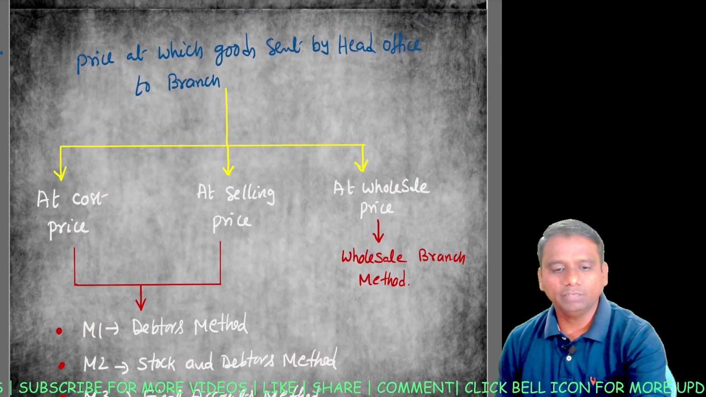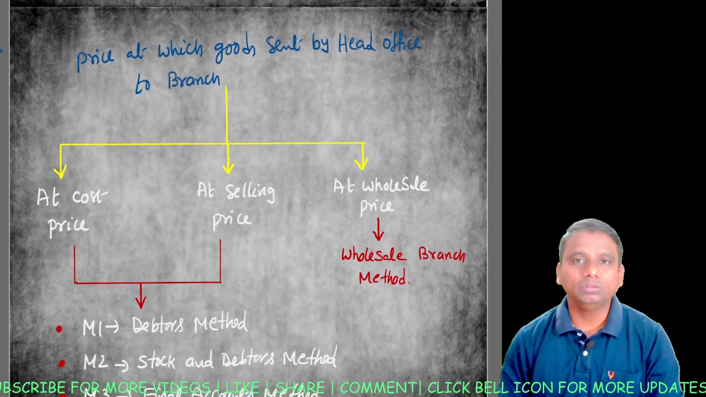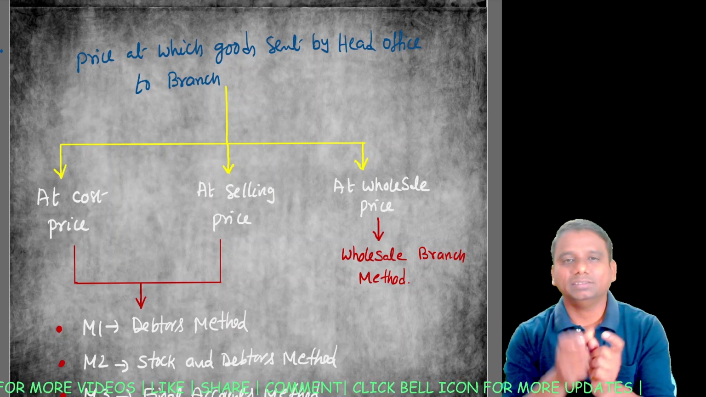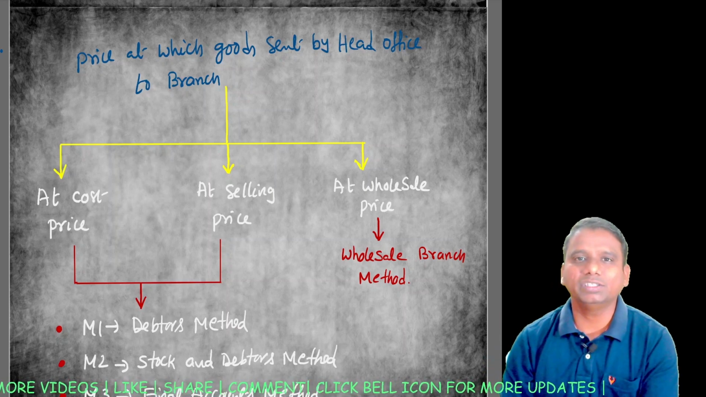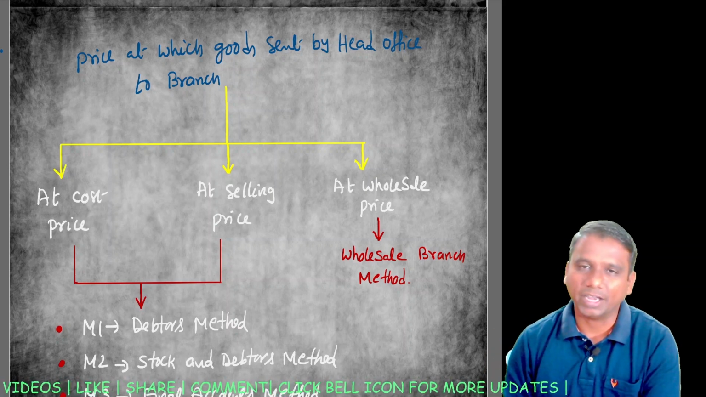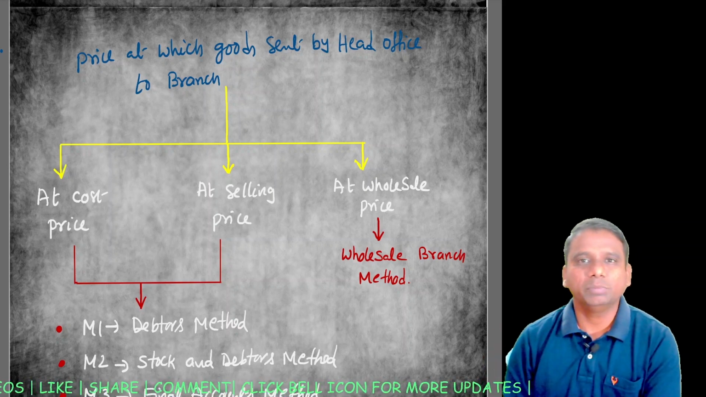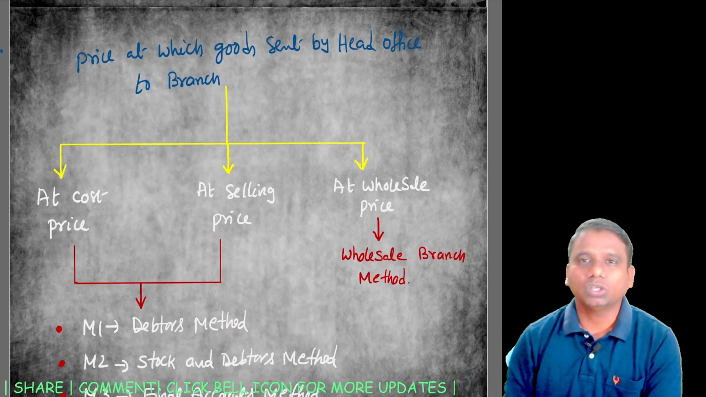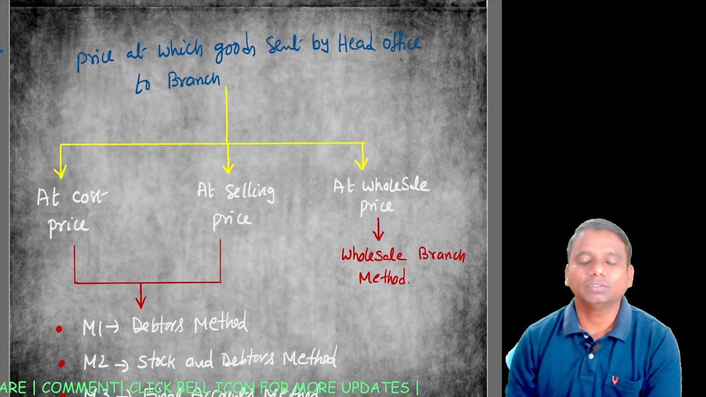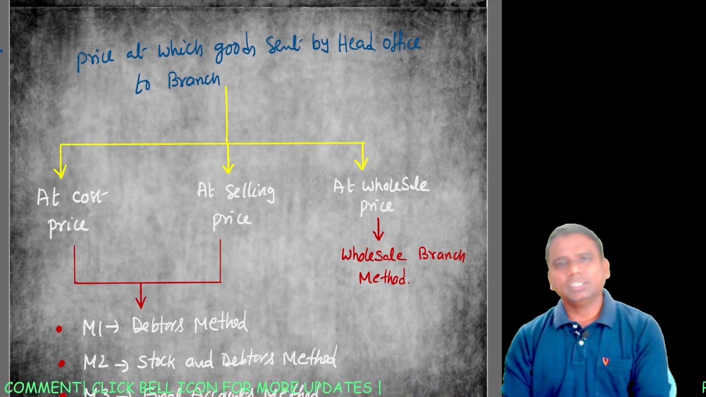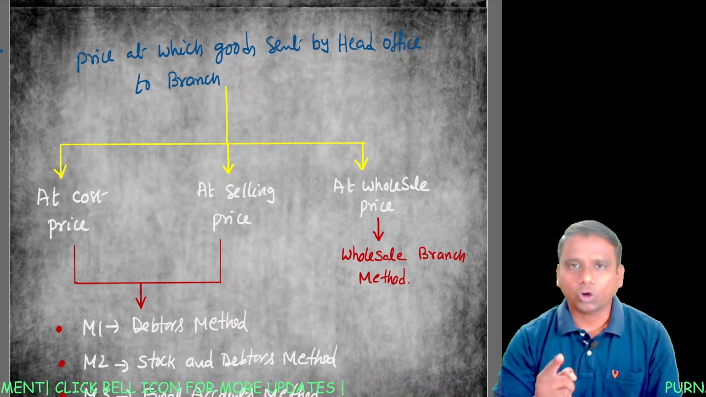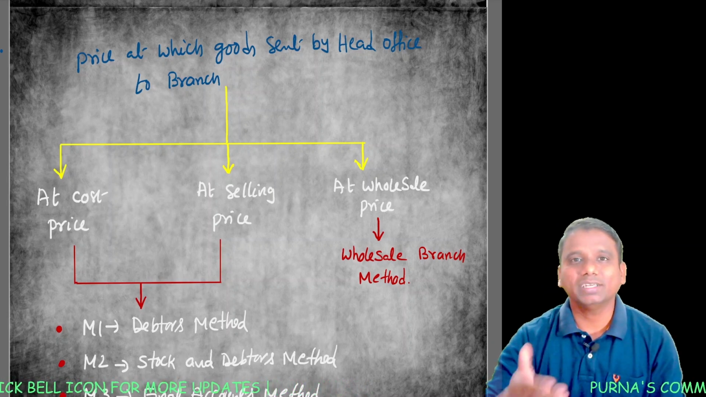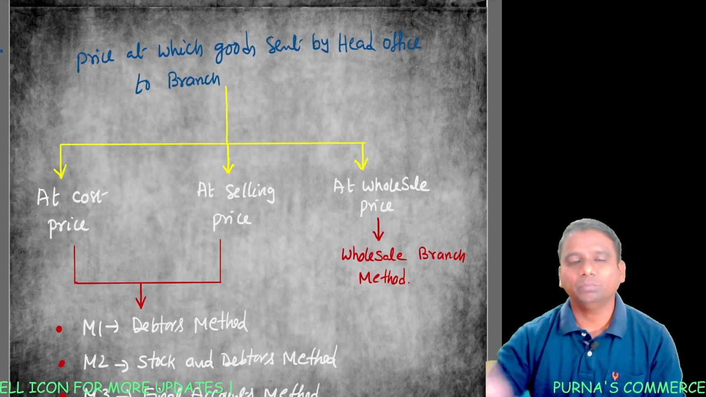Now, accounting for dependent branches depends on the price at which head office sends goods to the branch. I repeat, accounting for dependent branches depends on the price at which goods are remitted or sent to the branch. Generally the goods may be sent either at cost or at selling price. The other name for selling price is invoice price or wholesale price.